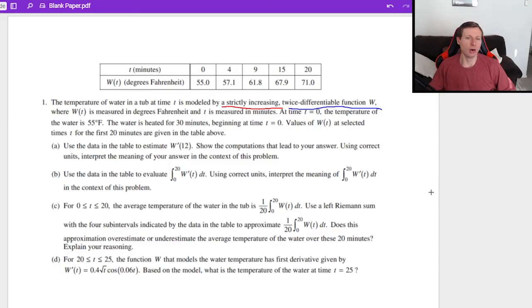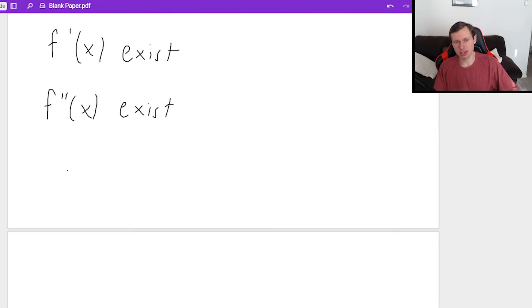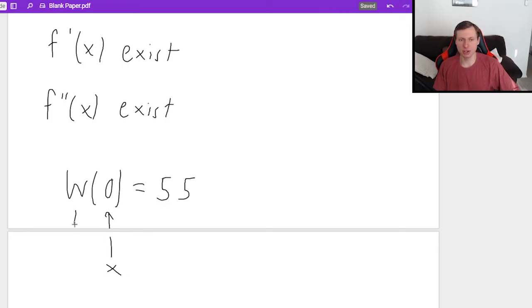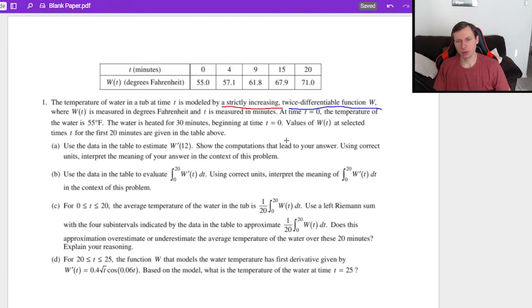Okay, continuing. Where W of t is measured in degrees Fahrenheit and t is measured in minutes, at time t equals 0, the temperature of the water is 55 degrees. What they are saying there is W of 0 equals 55. In other words, when I say W of 0, the 0 is my x value and the 55 is my y value. Okay, so going back up here.